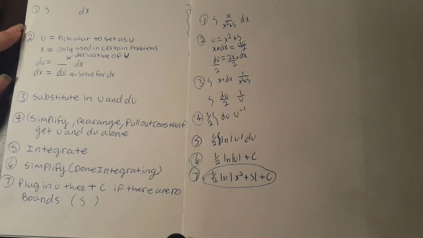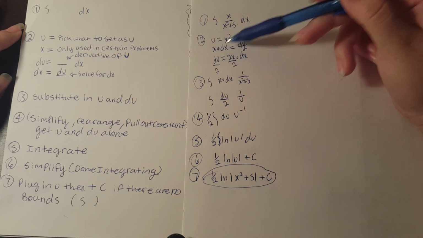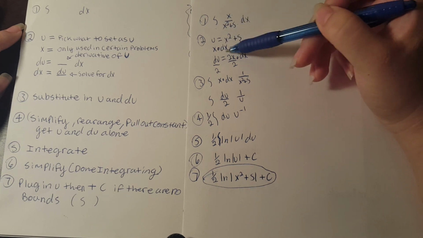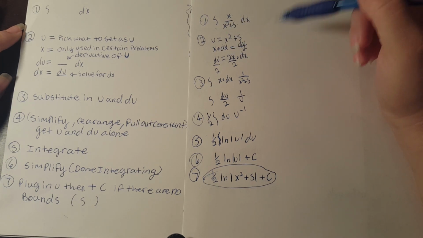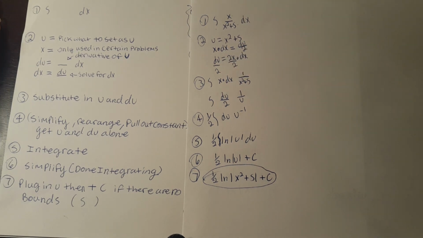And that's how you integrate using u substitution, with a shortcut of x times dx to get du divided by 2 in order to take out the x and the dx in the same step and replace it by du divided by 2. It's just a simpler way of doing it.